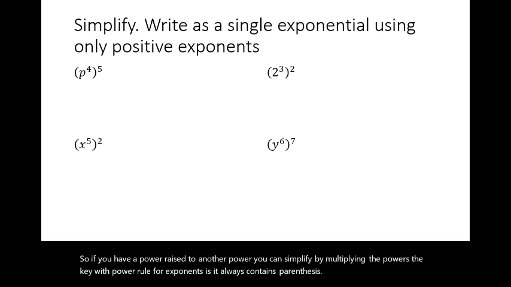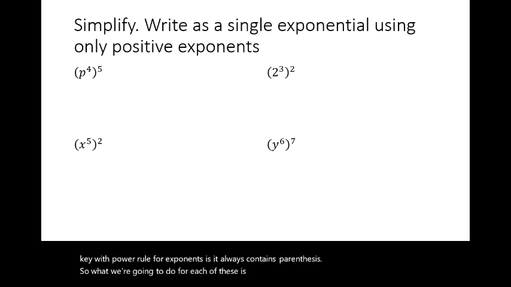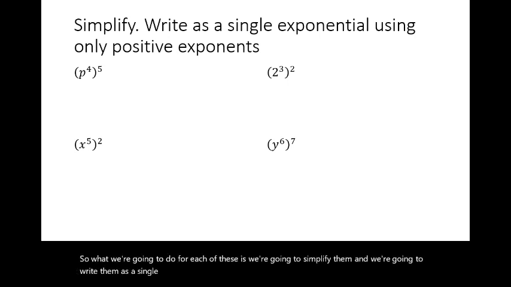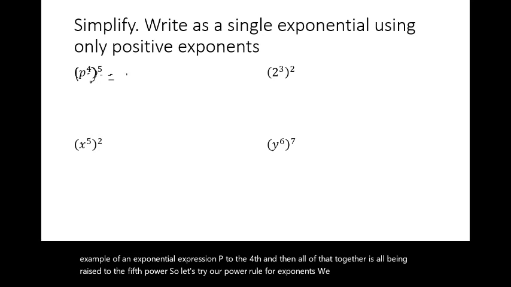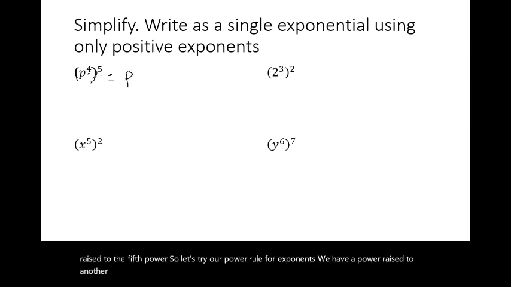So for each of these, we are going to simplify them and write them as a single exponential. We have p to the fourth all raised to the power 5. This is an example of an exponential expression, p to the fourth, and then all of that together is being raised to the 5th power. So let's try our power rule for exponents. We have a power raised to another power. That means that we can simplify by multiplying the powers. 4 times 5 is 20.